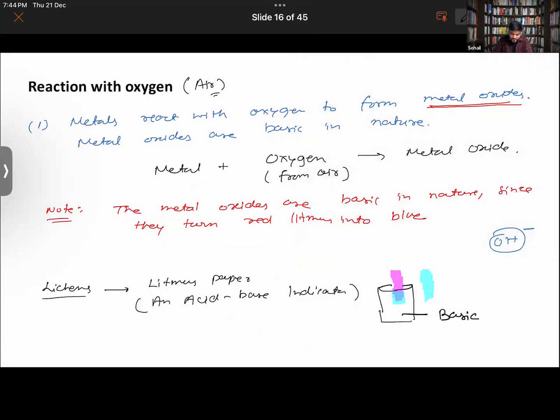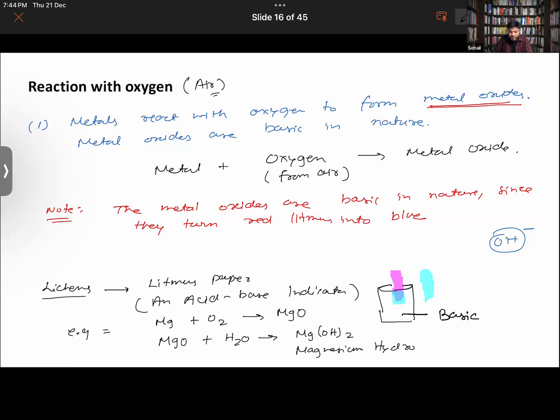See, take the example: magnesium plus oxygen gives you magnesium oxide. Later on, you will be adding water to it. Thereby, you will get magnesium hydroxide, Mg(OH)2. What is this? Magnesium hydroxide.